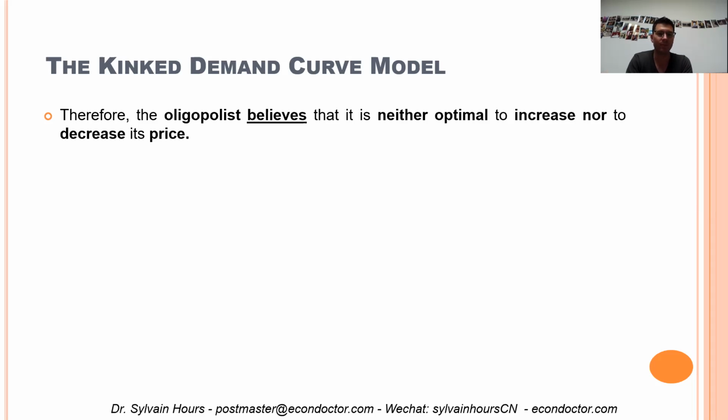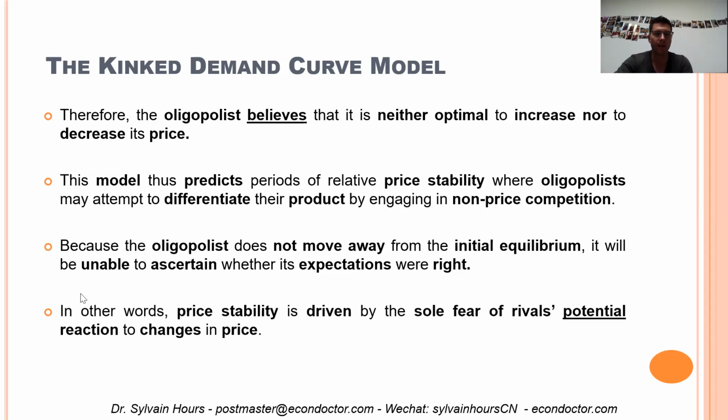What I explained, I probably explained it somewhere in this slide. Yeah, price stability, this is the last one. Price stability is driven by the sole fear of rivals' potential reaction to changes in prices. The oligopolist believes it is neither optimal to increase nor to decrease the price. So we will have price stability, and since they are afraid of increasing or decreasing the price, they must find other ways to compete. This might be by engaging in non-price competition. We talked about that last time.